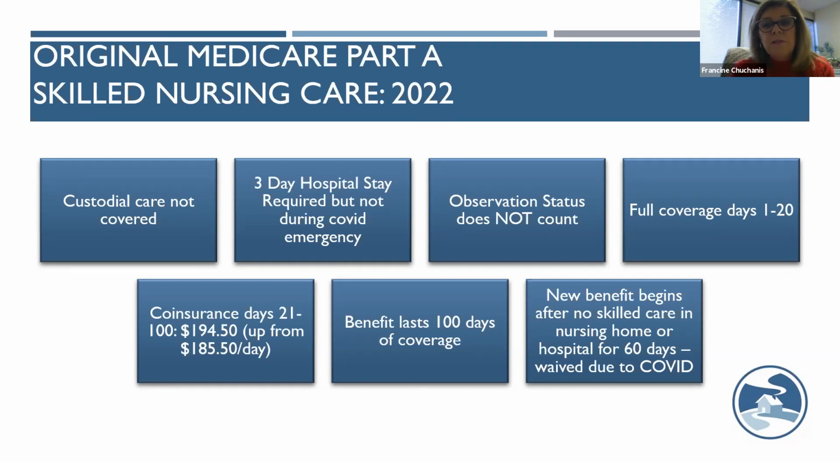And it's very, very difficult to stay skilled for 100 days. So you would have to show that you really need that skilled care for that long. A new benefit can begin after, so let's say somebody uses their 100 days, a new benefit can begin after you are not receiving skilled care in a hospital or a nursing home for 60 days. Again, this is waived due to COVID, but it is up to the facility to decide whether to waive this.